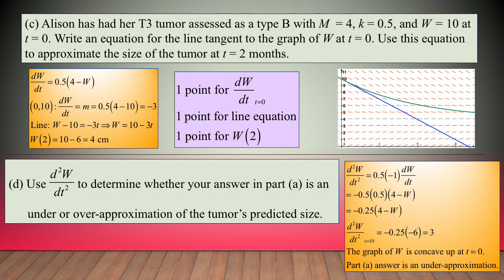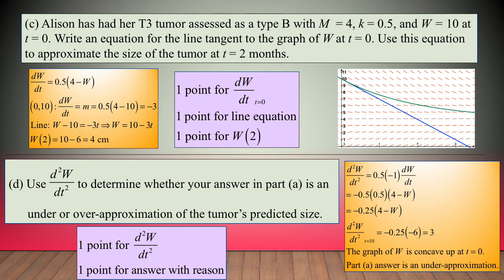Our graph shows a verification. We see in red the slope field for the differential equation, the specific solution in green, and the tangent line in blue. And it is obvious that at t equals 2, the predicted value of 4 is way under the expected value, which is closer to 6.